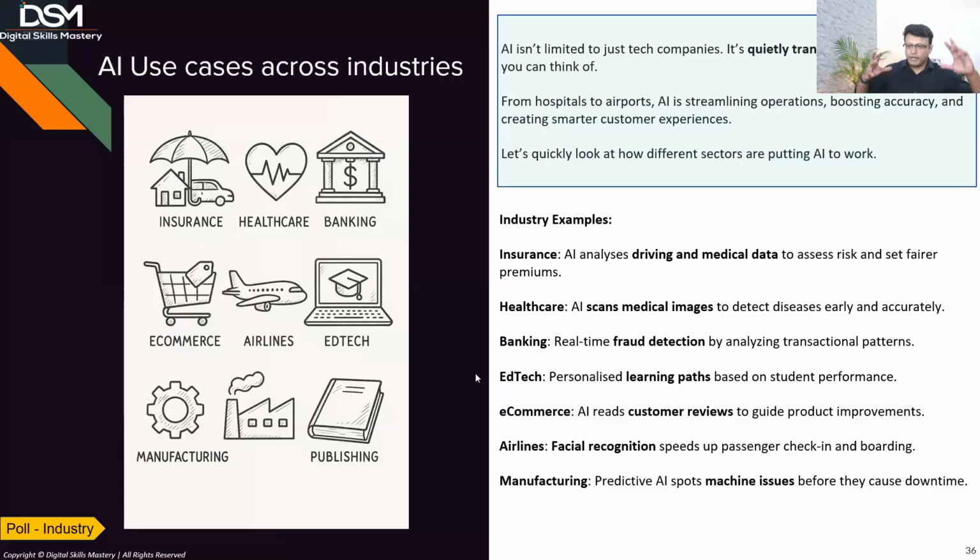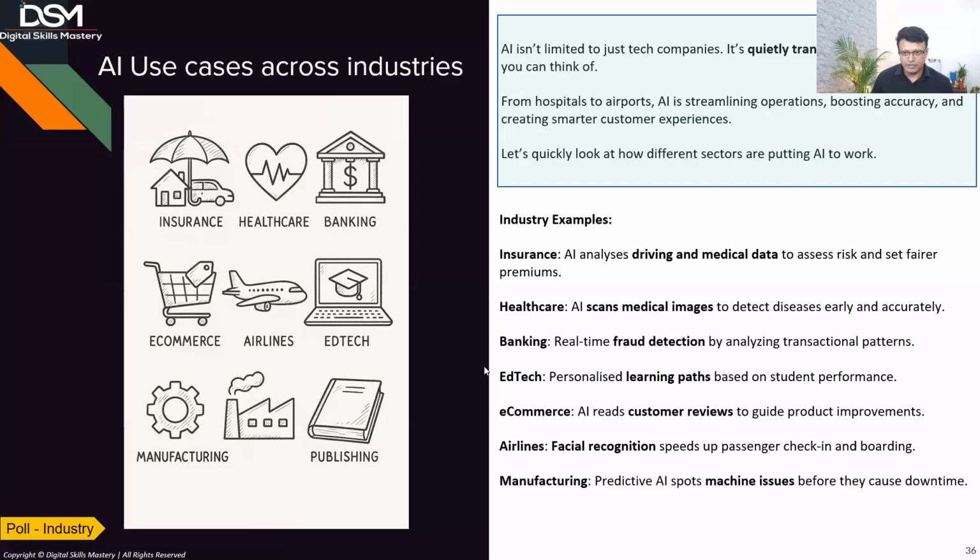Now, quick poll. We have just listed 9 of these industries. Which industry are you currently working in? It is B2B, B2C, SaaS, any of these specific verticals. Just put it in the chat box so they understand which particular industry you are coming from. Just type it in. Is it e-commerce? Is it publishing? It could be anything. Perfect. Thanks for your response, guys.